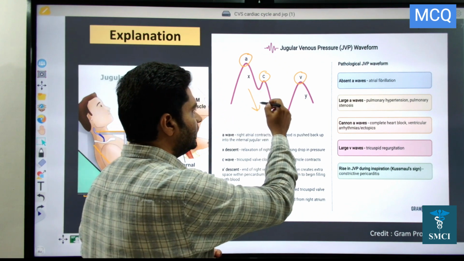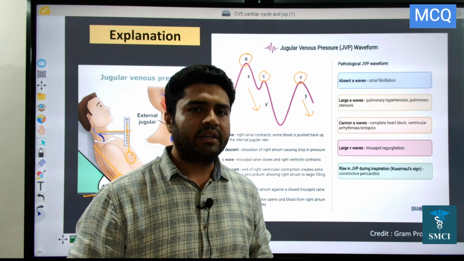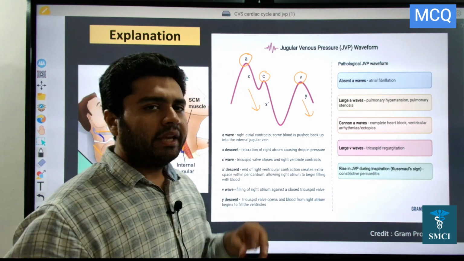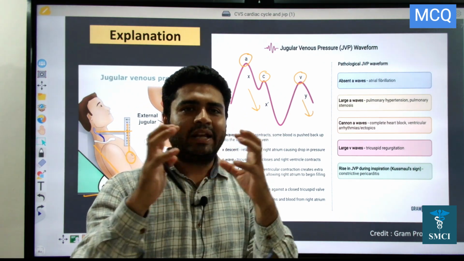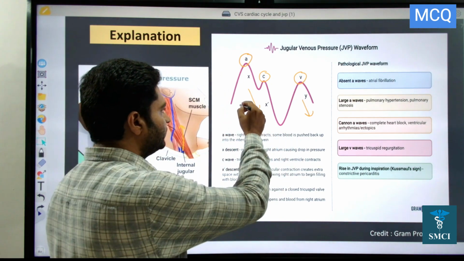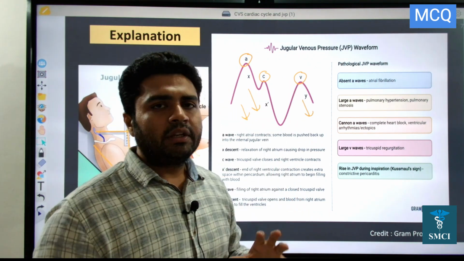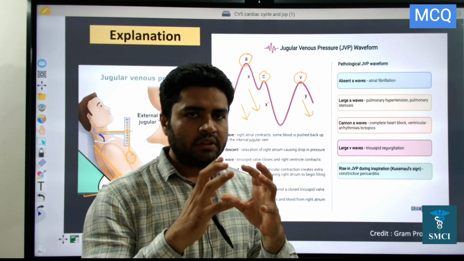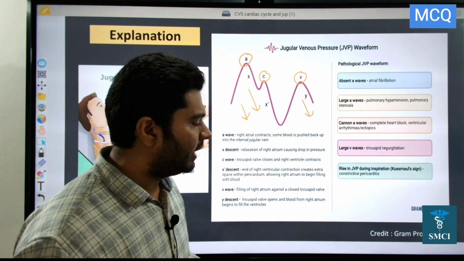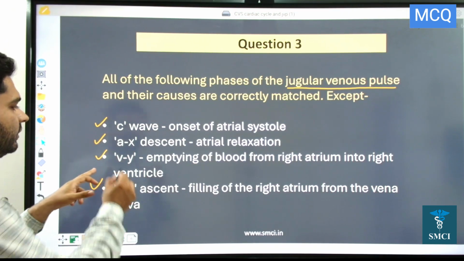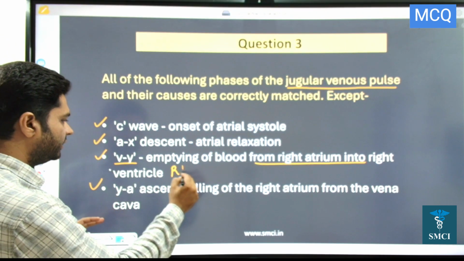Now, when will there be the descents? A descent appears when the pressure inside the atrium is reduced. For the AX descent, after the systole the atria start to relax. That relaxation creates a negative pressure and results in the AX descent. And there will be the VY descent. After the venous filling of the atria, the blood rapidly goes into the ventricle, which results in the VY descent. So VY appears because of the filling of blood from the right atrium to the right ventricle, that is right.